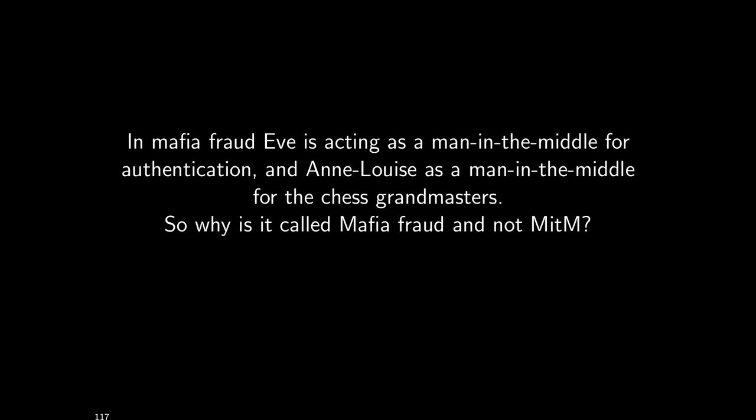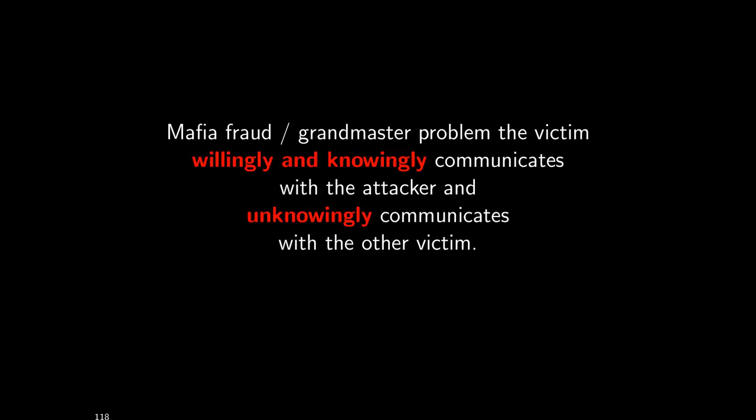So why is it called mafia fraud and not man-in-the-middle attack? Well, there's a detail missing. In this case, Eve is in the middle. There is Alice, there is Bob, and there is an Eve who's in the middle, who's intercepting the communication, so to speak. But in a mafia fraud or the grandmaster problem, the victim, Alice, willingly and knowingly communicates with the attacker. What they are unaware of is that they're communicating in reality with the other victim.